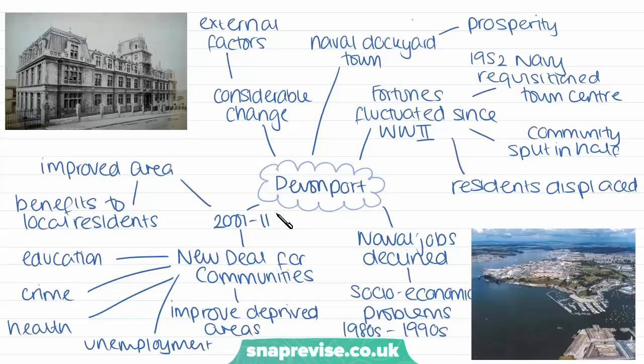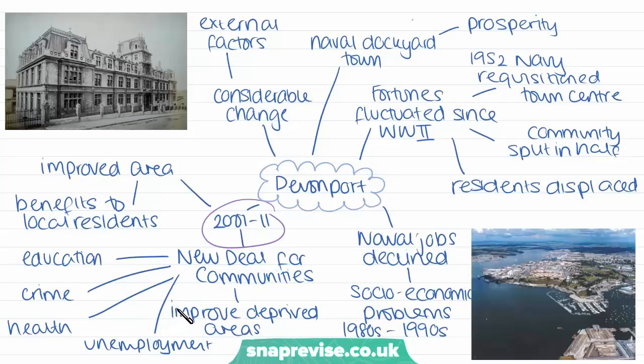However, between 2001 and 2011, Devonport benefited from an initiative called the New Deal for Communities, which provided 10 years of funding to improve some of the UK's worst and most deprived areas. So the scheme aimed to change place-related outcomes, and they addressed issues such as crime and community housing, and people-related outcomes such as education, health and employment as well.